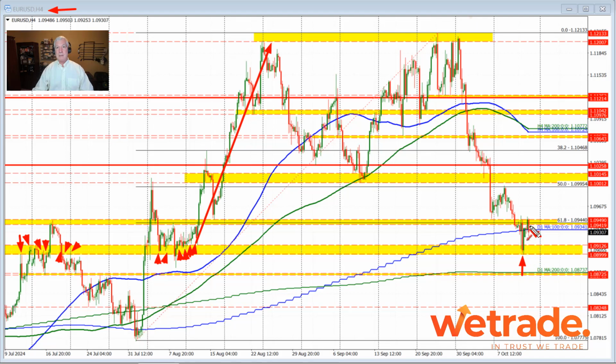We held support against the swing area. We held, for the most part, resistance against the swing area up here at the 61.8% retracement. So make of it what you will, but it does seem like the market is just trying to battle it out between buyers and sellers and between technical levels. If we start to move back above the 1.0949 level with more momentum, that would increase the bullish bias.